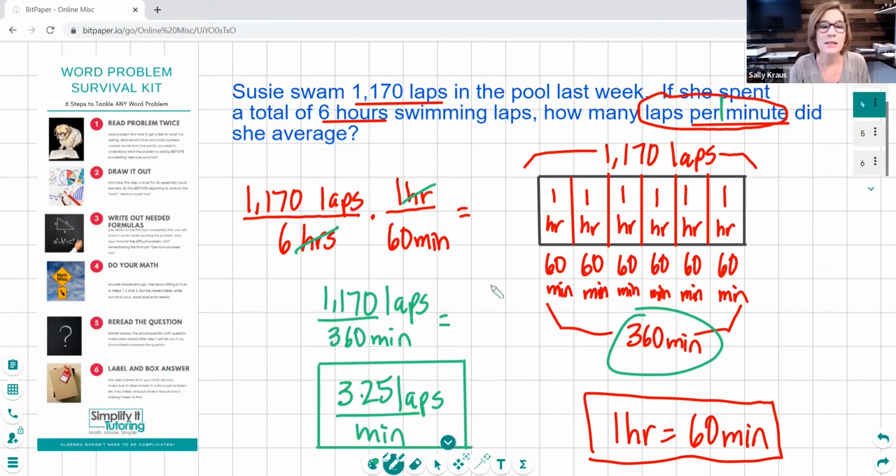And step 6, label and box the answer. So make sure you're labeling it. It's 3.25 laps per minute. Don't just put 3.25. In our classrooms, we would have marked that wrong. So make sure you're labeling that. Go back to the question. It will tell you how to label it. How many laps per minute? So it should be in laps per minute. So we have a lot of checkpoints along here. And don't skip any of these steps, because this will get you to the correct answer if you follow all 6 steps as you do these.